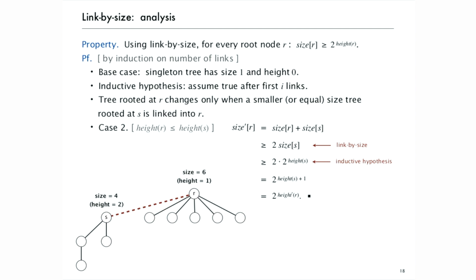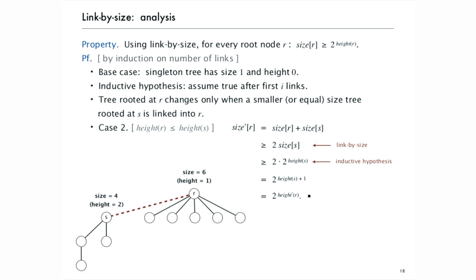But secondly, imagine that this has a smaller height than this, although the size is larger. So now, what is size prime of R? It is size of R plus size of S. And what is the property? Why did you add this link? Because this guy was smaller than this guy. So the total number of nodes here is at least 2 times size of S. And what do you know?